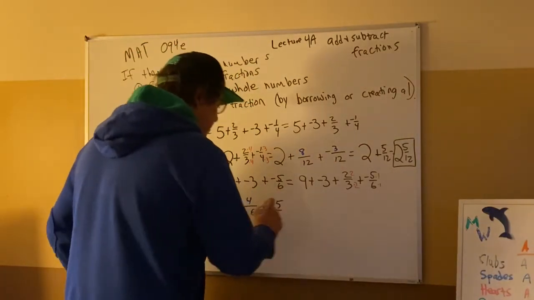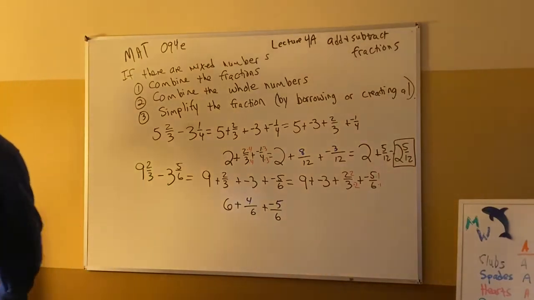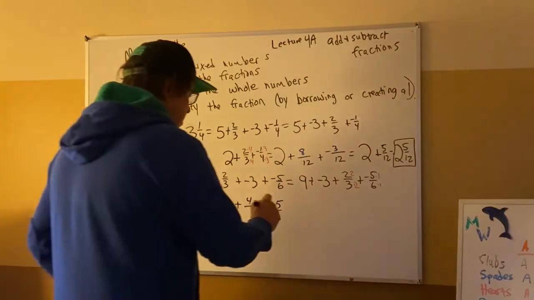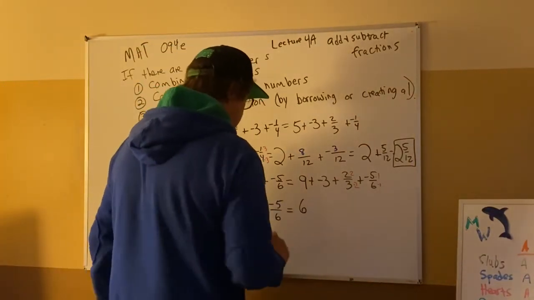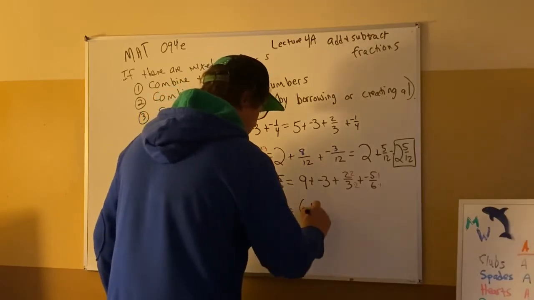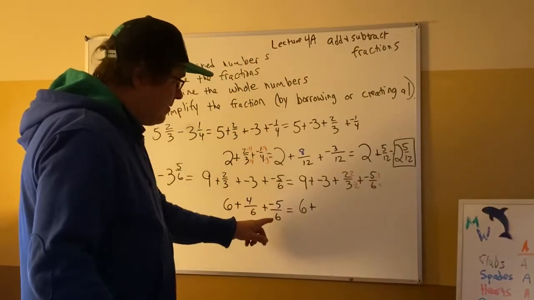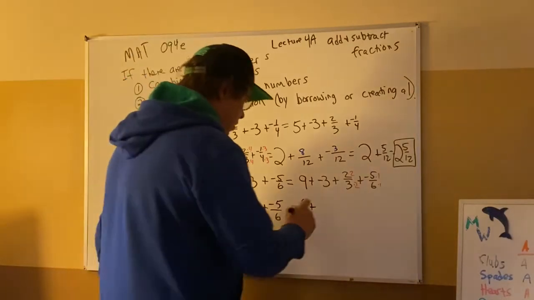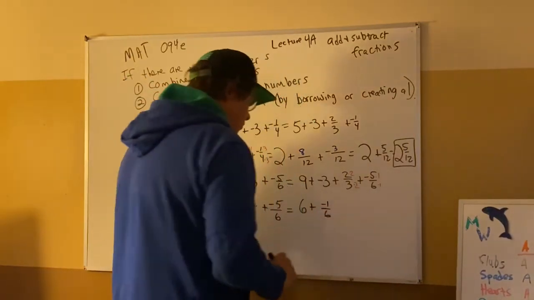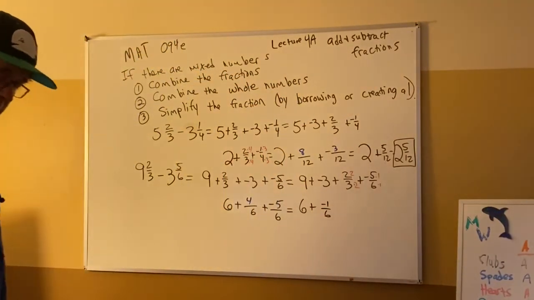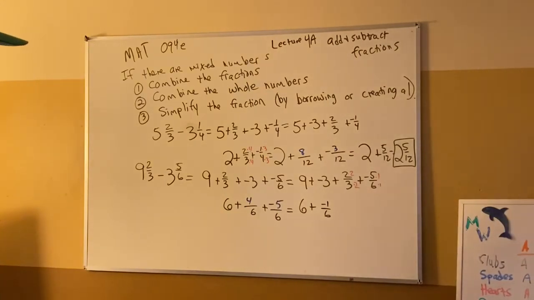So that's not any different so far than what we've done in the previous example. But now we take our 6 and we go plus 4 minus 5. 4 plus -5 gets me a -1. It's still over 6, but it's -1. And you can't do 6 plus -1/6. What to do?